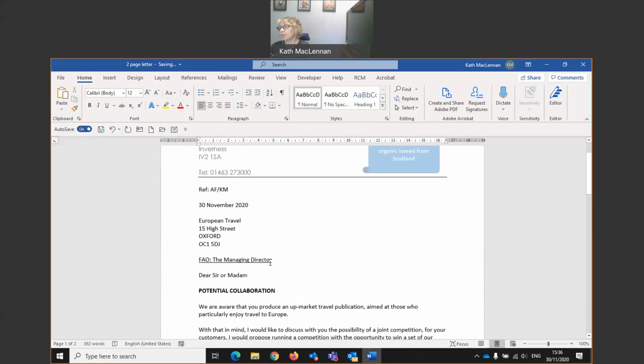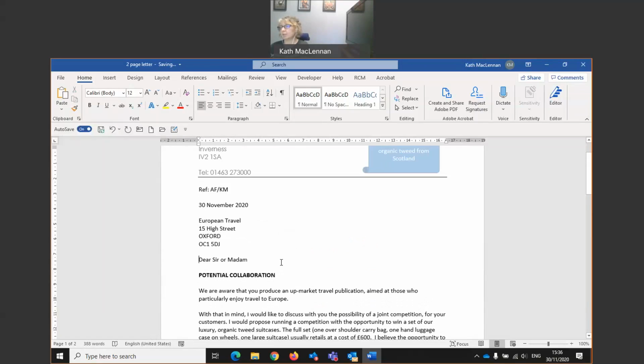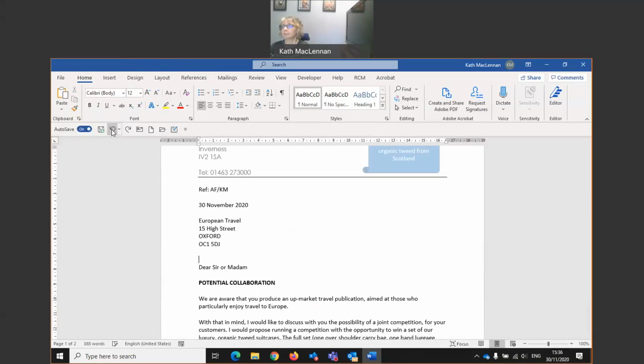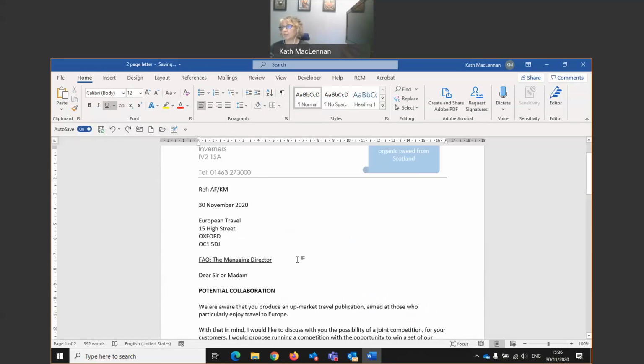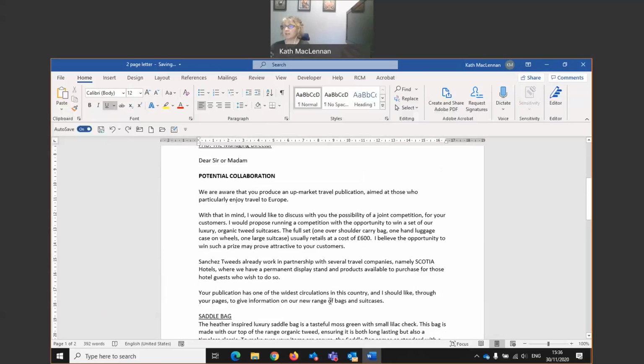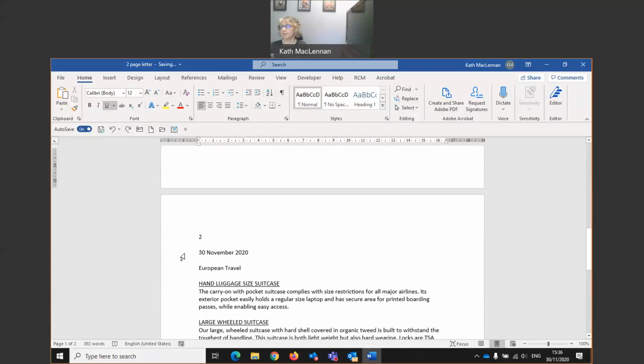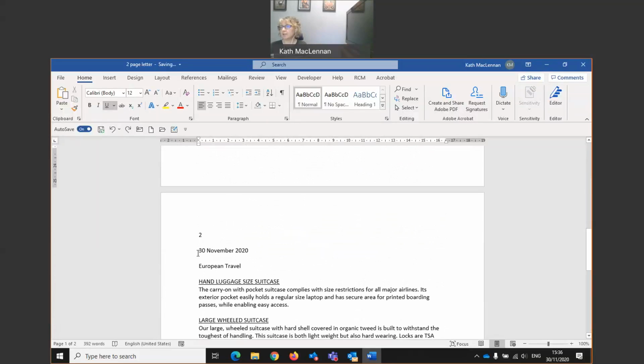Sometimes you would have for the attention of somebody or other, sometimes you wouldn't, sometimes you would just have Dear Sir or Madam, or Dear Mrs. Smith. But in this case, we have for the attention of as well. And that is how you lay out a 2-page letter. So the second page: 2 enters, date, 2 enters, and then the name of the person or the name of the company that you're writing to.